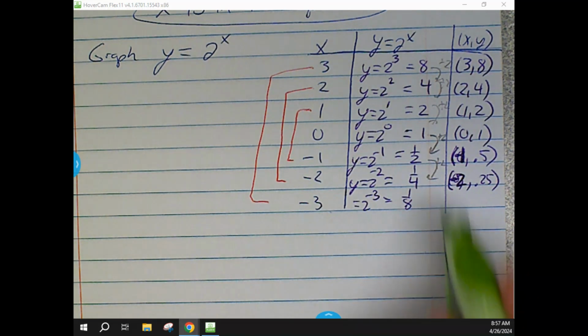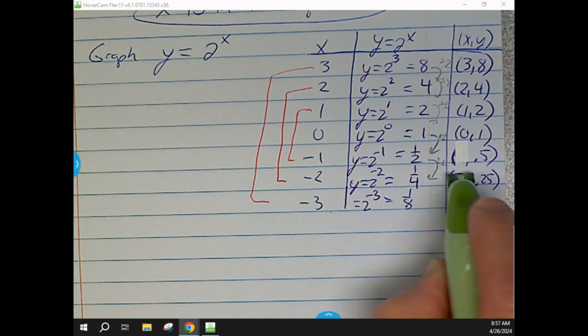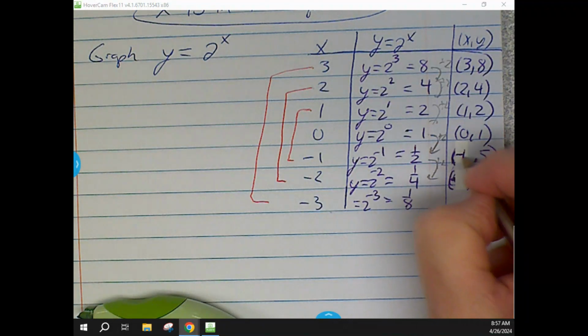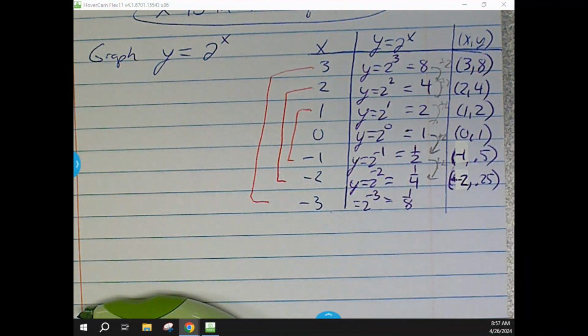If you don't have a pencil, make sure you've got some correction tape close by. Oh, that's so nice. There we go. Now we've got it fixed.